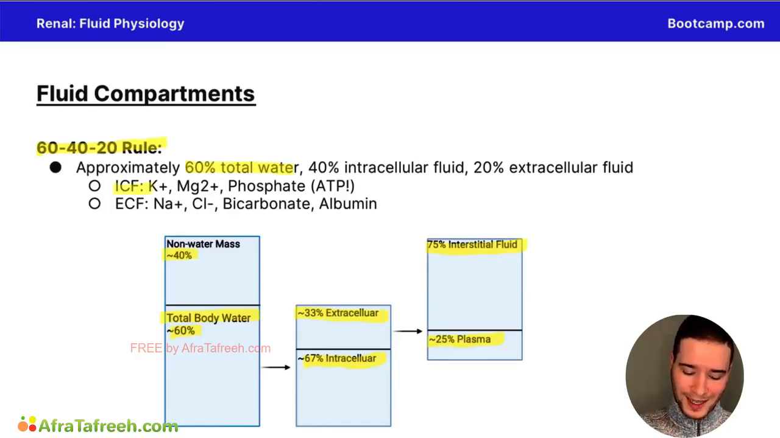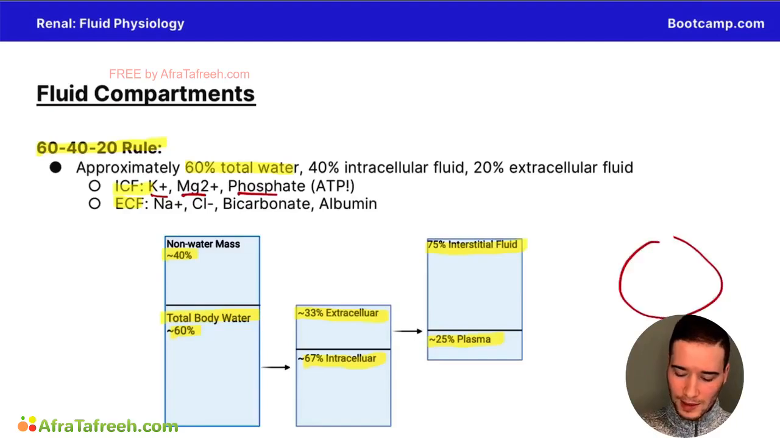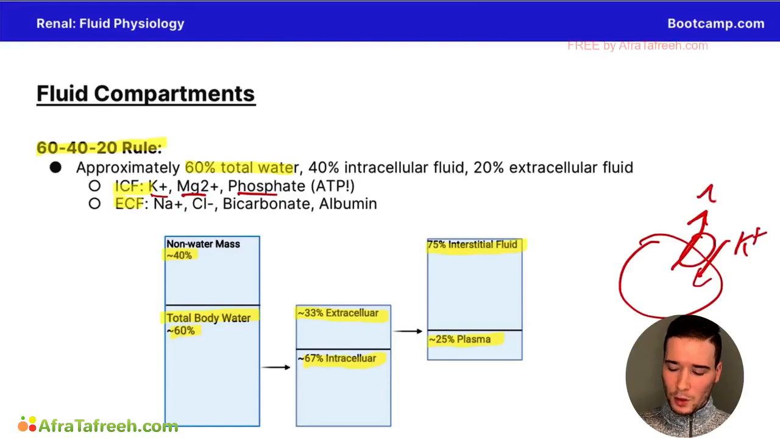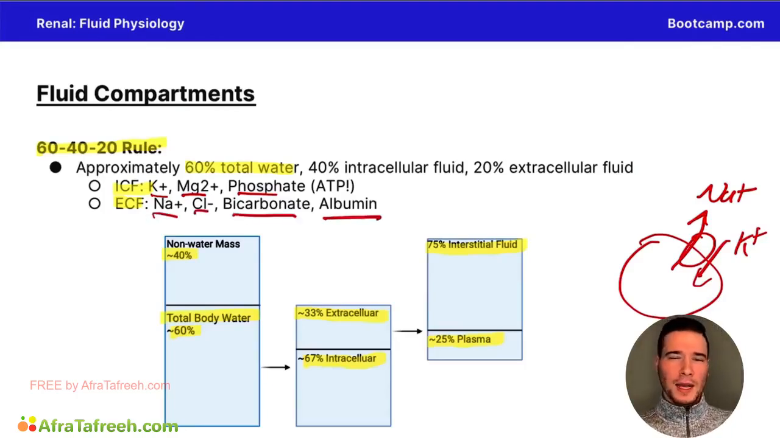Pay attention to the certain ions that are intracellular versus extracellular here. Intracellularly, so things inside the cell, is going to be things like your potassium, our magnesium, and our phosphate, right? So those things inside the cell. And this makes sense because we know we have certain transporters, let's say like the sodium potassium pump is pumping a bunch of potassium inside the cell with a bunch of sodium leaving the cell. So inside the cell is where most of our potassium is. Extracellularly is things like our sodium, our chloride, our bicarb, and our albumin, right? Because albumin is a very big molecule that has a hard time getting into the cell. So keep those in mind.